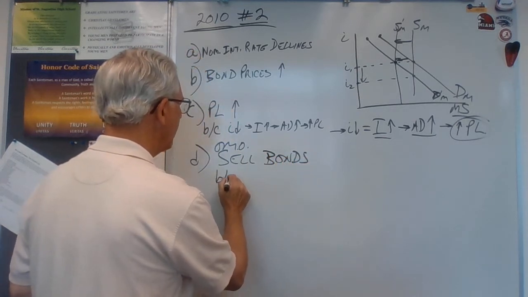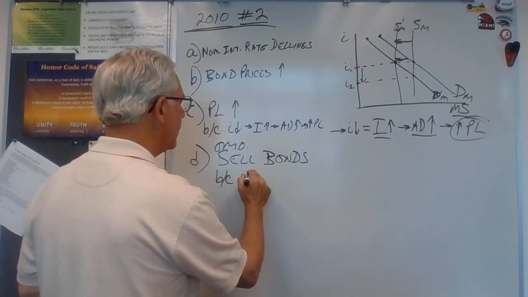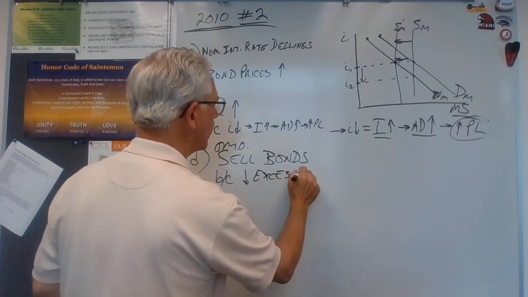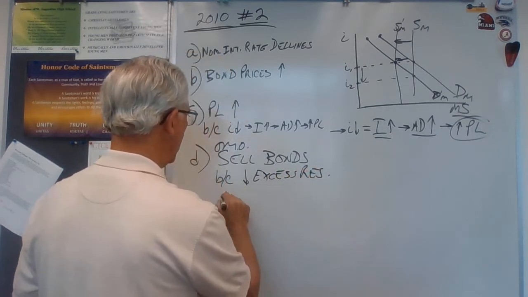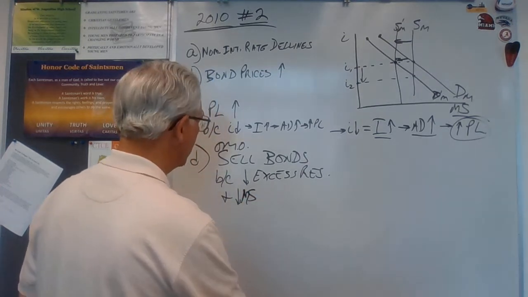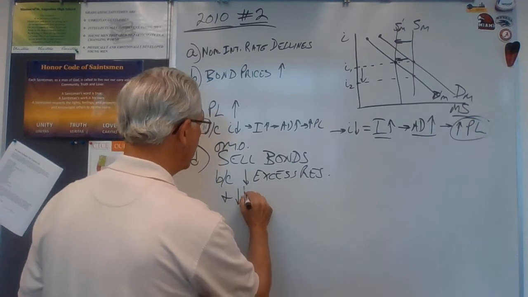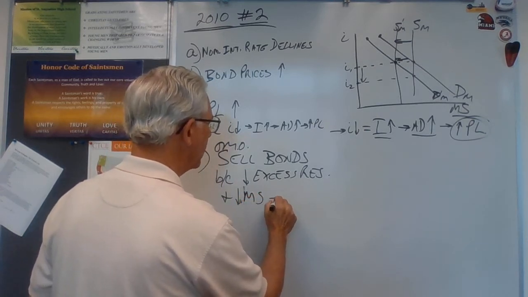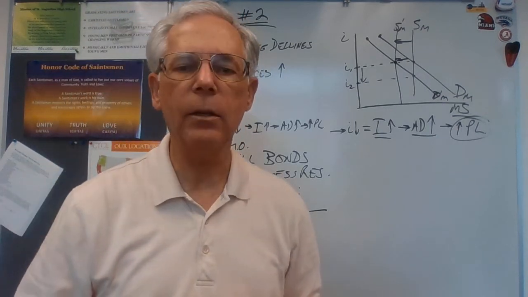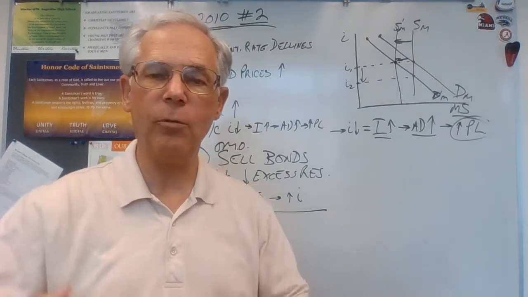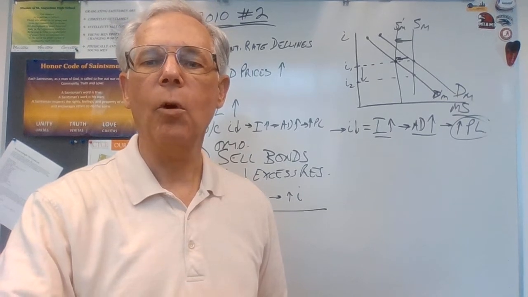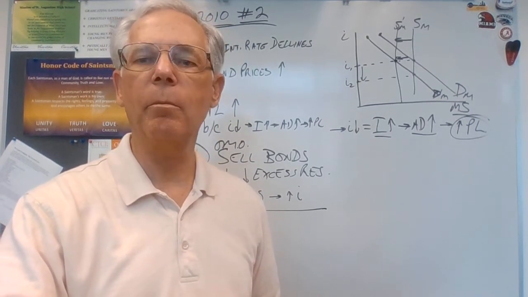Why? Because that will reduce excess reserves and reduce the money supply, MS, which will lead to an increase in the interest rate. Okay, so that is the second part. The second question, which is the second part of what's going to be for you, question number 1. So hopefully that refreshed your memory on some macro stuff.